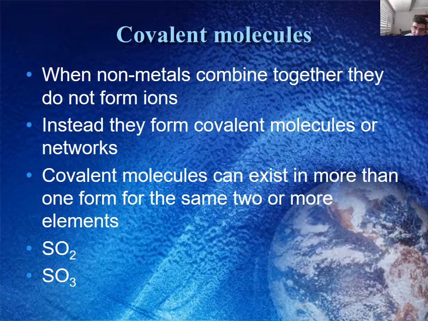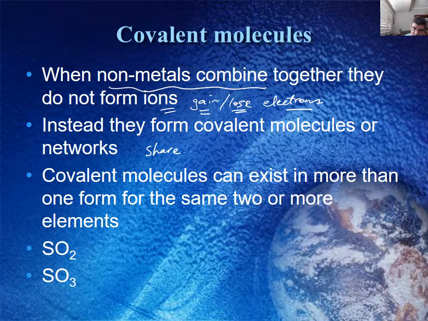So the first thing that's important to remember is that when non-metals combine together, they don't form ions. This is because ions are formed when atoms gain or lose electrons. Now this is fine when you have species which want to lose electrons like metals, but when two species both wish to gain electrons, then we have a bit of a problem. In fact, what happens is instead of one species gaining and one species losing, they both share the electrons. And this shared arrangement creates covalent bonds.